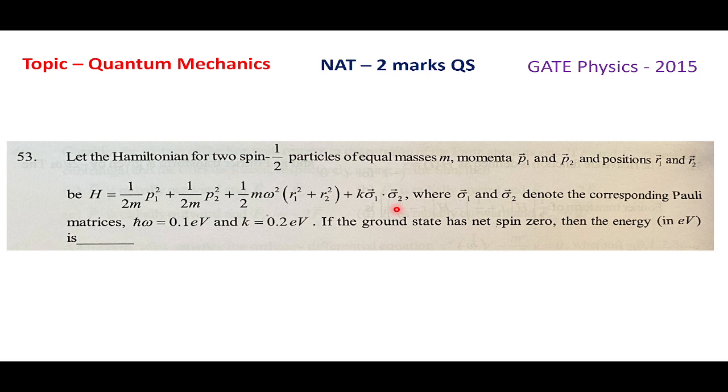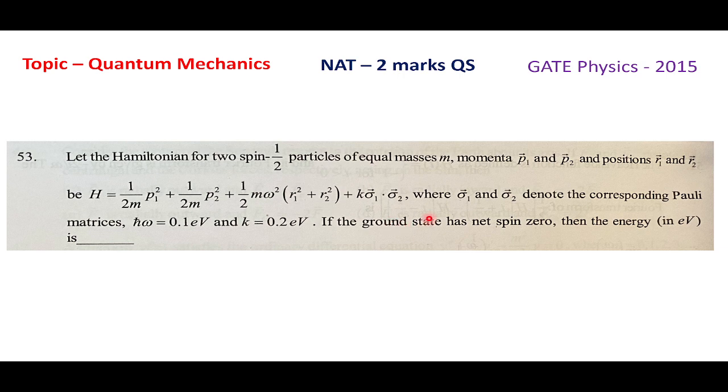The first two terms you already know from your basic quantum physics: you have studied what the energy eigenvalue is for a 3 dimensional quantum harmonic oscillator. But for the third term you have to do some mathematics to get its energy eigenvalue. Then you have to add up the three energy eigenvalues. Here the values of h cut, omega, and the constant k are given, and also for the ground state the spin is 0. That means your total spin is sigma 1 plus sigma 2, right? So sigma 1 plus sigma 2 is 0 for the ground state, and for a spin half particle, you know what your sigma 1 square and sigma 2 square will be, right?